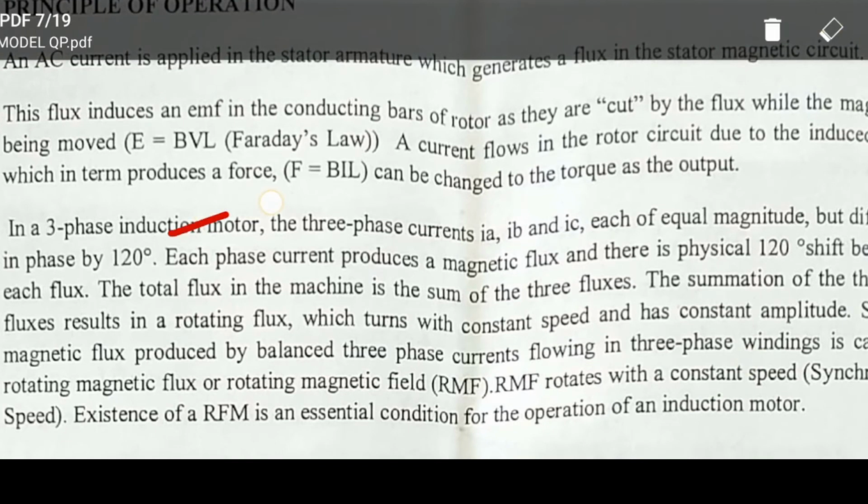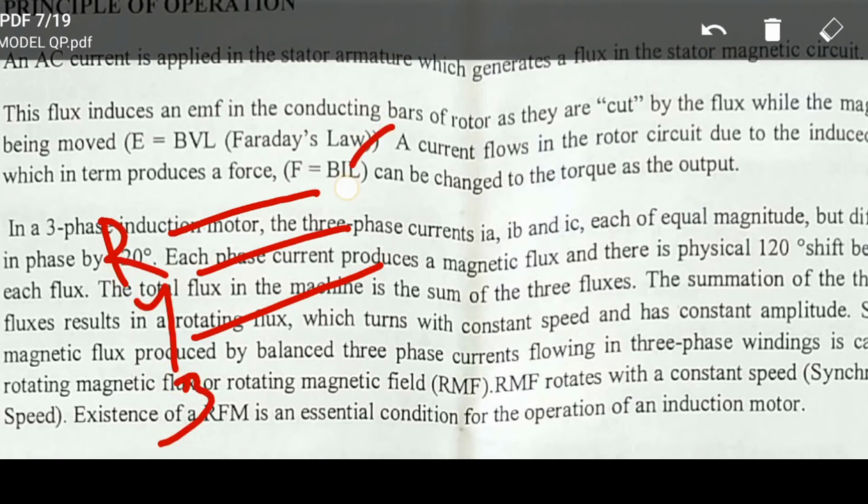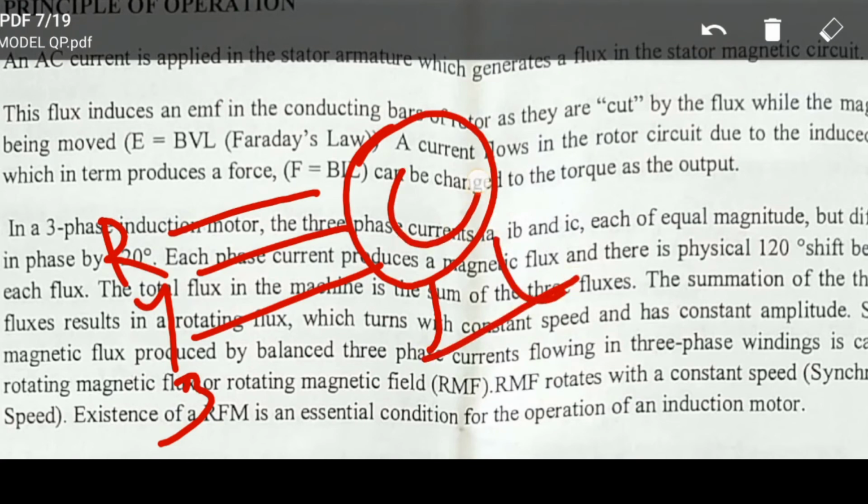3-phase means it is a 3-phase RYB. Assume that RYB are the 3 phases and it is connected to an induction motor. Here a rotating magnetic field is produced in the induction motor, and each phase is displaced by 120 degrees. The construction of the 3-phase induction motor all comes under AC machines.